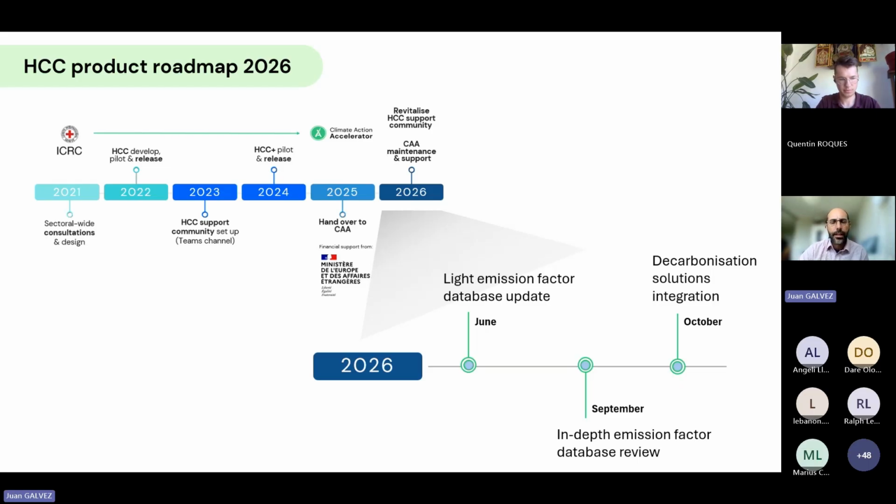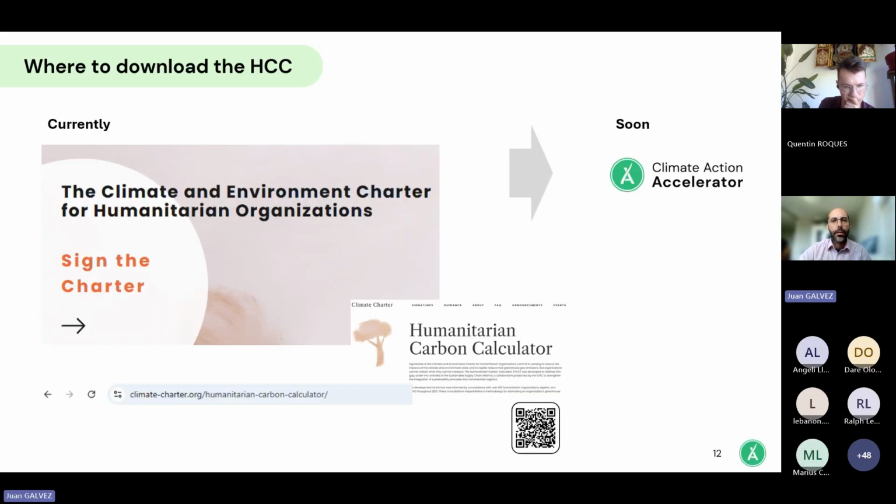Then during summertime, the Accelerator team is going to work on a full review of the existing emission factor database embedded into the calculator, and this will be released in September. And during the months of September and October, the team is also going to be working on how to integrate the key decarbonization solutions into the tool. Again, we will be keeping you informed via email on all those updates. We have been compiling a mailing list for this purpose.